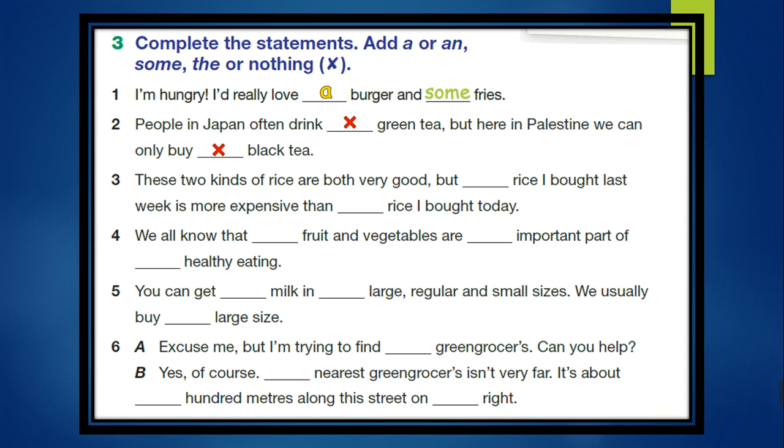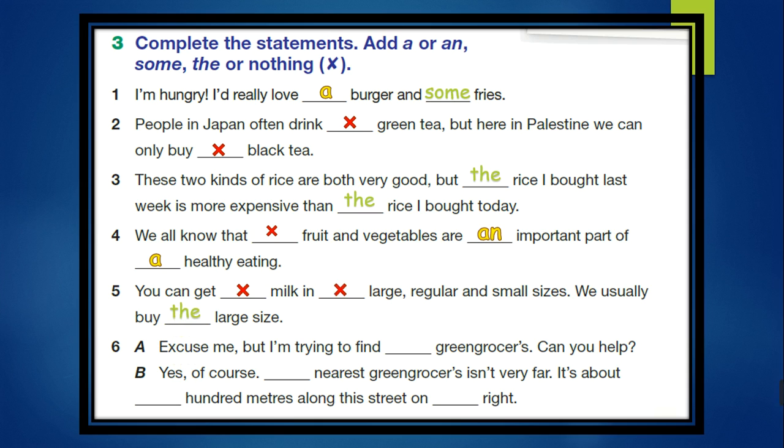3. These two kinds of rice are both very good, but the rice I bought last week is more expensive than the rice I bought today. So we are talking about a specific type of rice. Okay, 4. We all know that fruit and vegetables in general are an important part of healthy eating. 5. You can get milk in large, regular, and small sizes. In general, we usually buy the large size.